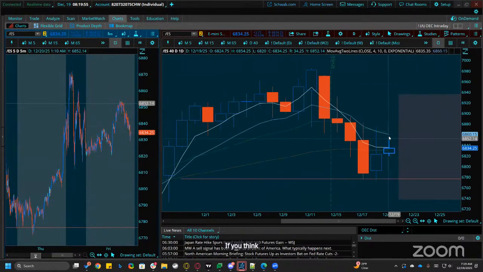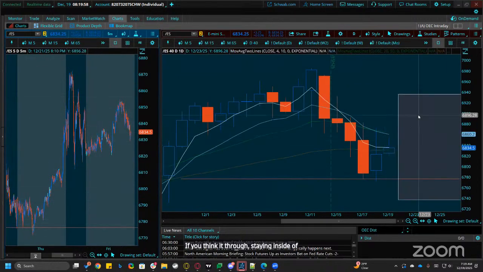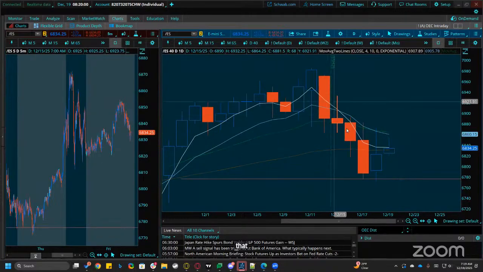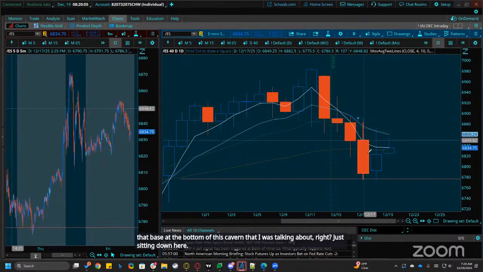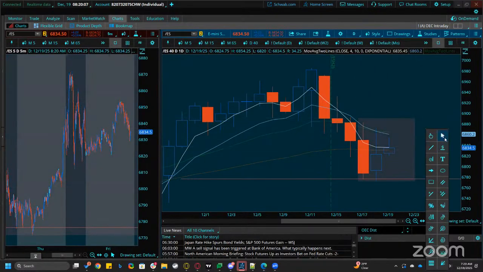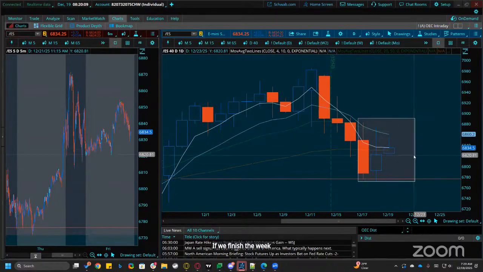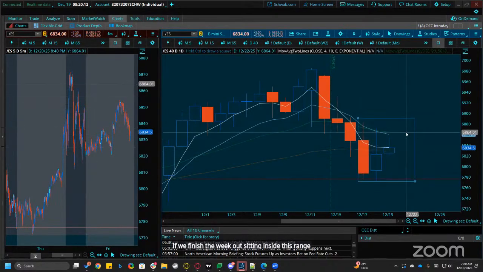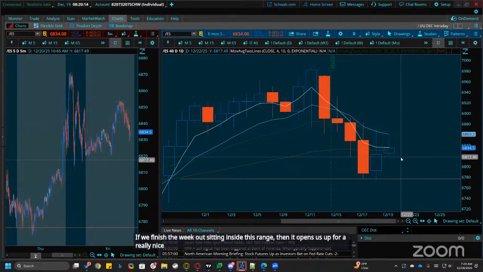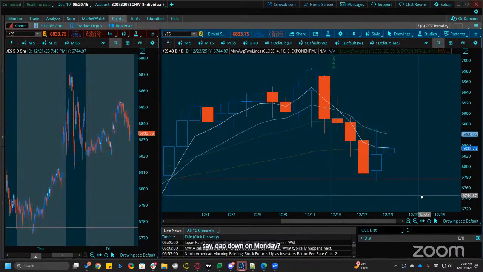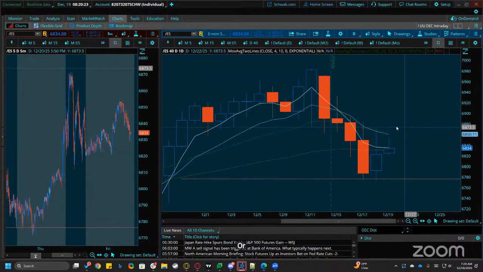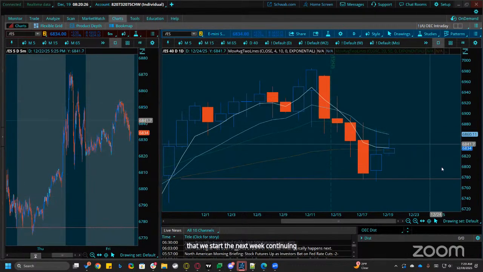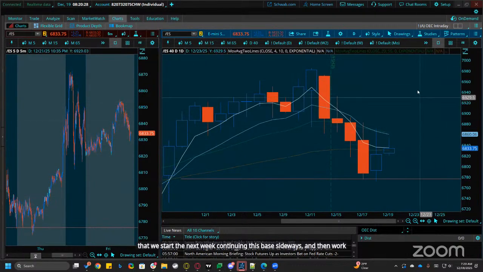If you think it through, staying inside of yesterday's range builds out that base at the bottom of this cavern that I was talking about, right? Just sitting down here. If we finish the week out sitting inside this range, then it opens us up for a really nice, say, gap down on Monday, get a little 111 or 1236 to the downside, and then run it right back up. Or that we start the next week continuing this base sideways and then work our way back up, something like that.